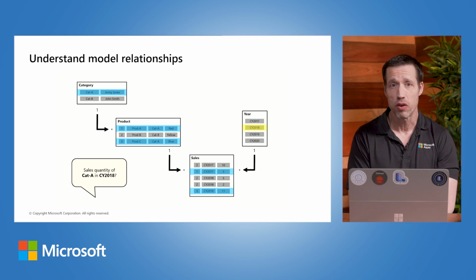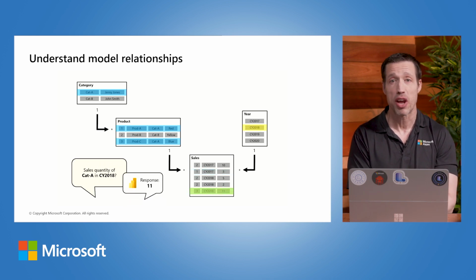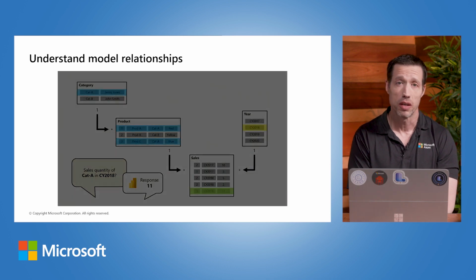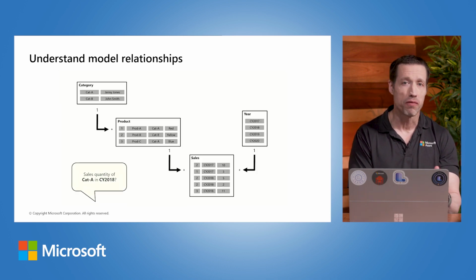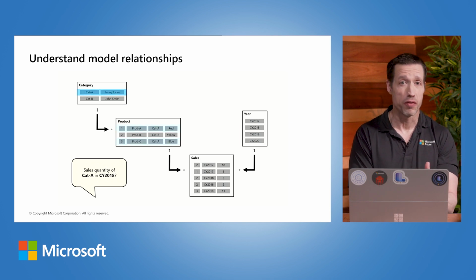Relationships can, however, be disabled or have filter context modified by model calculations that use functions. Model relationships don't enforce data integrity. Here's how relationships propagate filters.